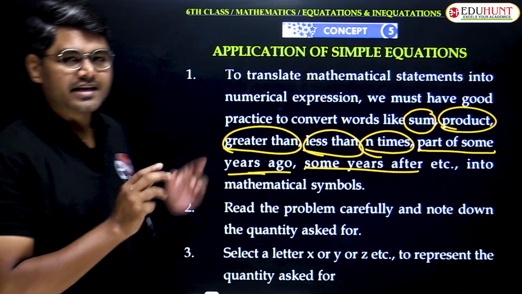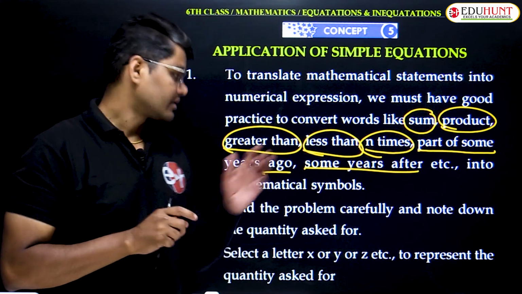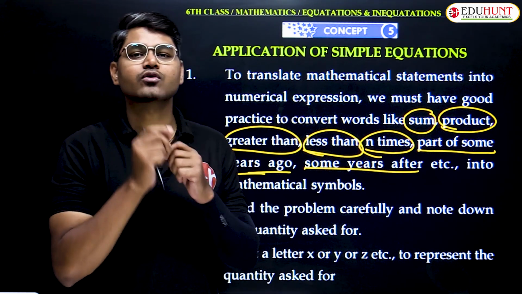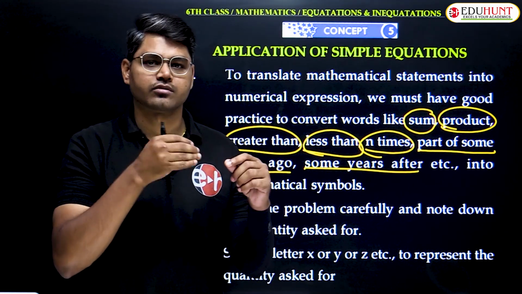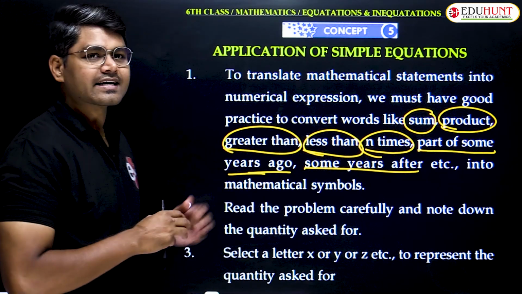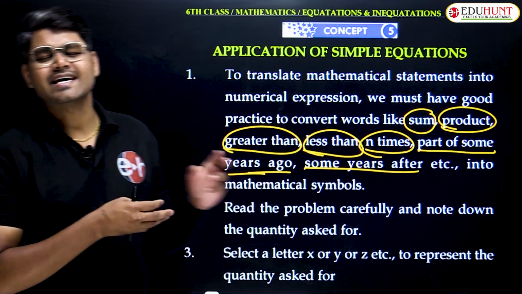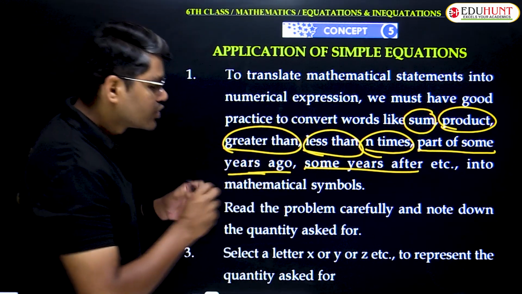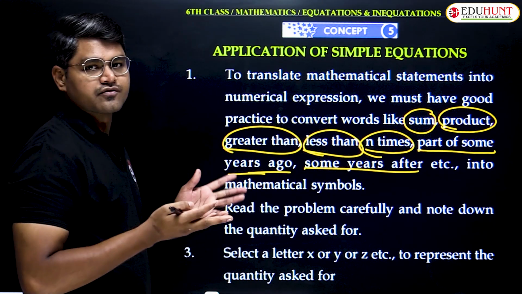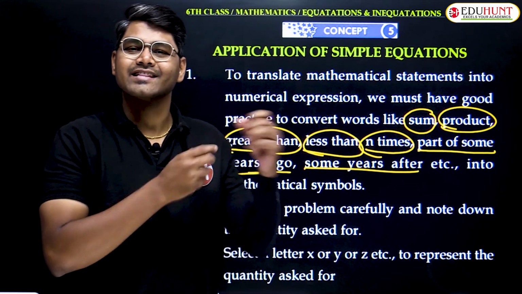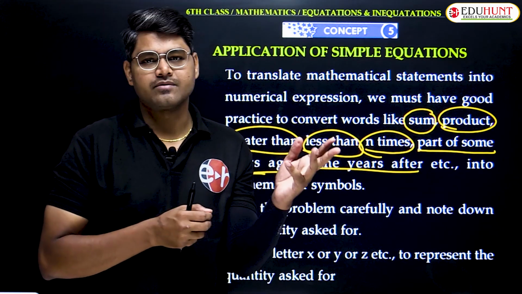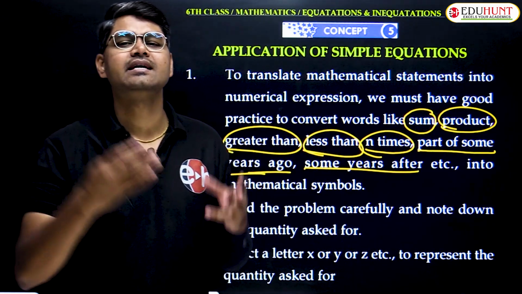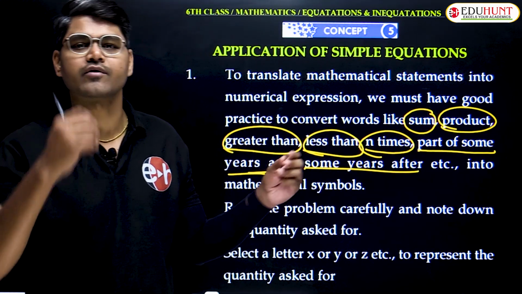Okay, then read the problem carefully and note down the quantity asked for. So what we have to find, that we have to note down, and select a letter, any alphabet, either it is X, Y, Z, A, B, C, whatever you want, to express the quantity asked for. So what I am going to find in the question, that must be a variable. So that variable we can take, either it is A, B, C, D, X, Y, Z, etc., whatever you want to take.